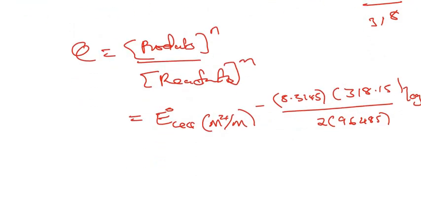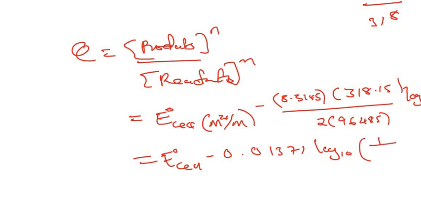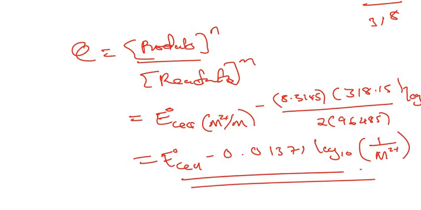So K is the quotient. When we punch this whole thing, we are getting 0.01371. Then you're going to have log, the base is 10. When you just put log, meaning the base is 10. This is 1 over M2 plus. This is what you get. So this is supposed to be our answer.